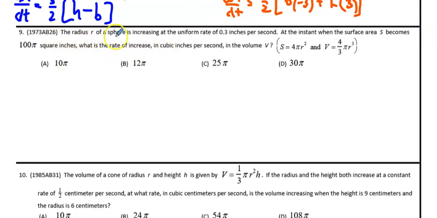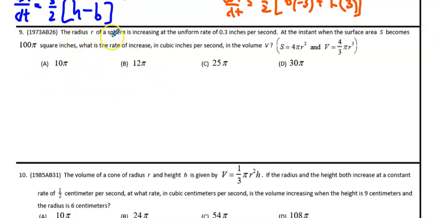It says the radius of a sphere is increasing at a uniform rate of 0.3 inches per second at the instant when the surface area S becomes 100 pi square inches. What is the rate of increase, in cubic inches per second, in the volume? Okay, so let's go through this and decipher what we know from the problem, and then see what we can do to solve it.